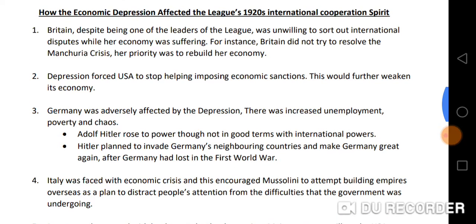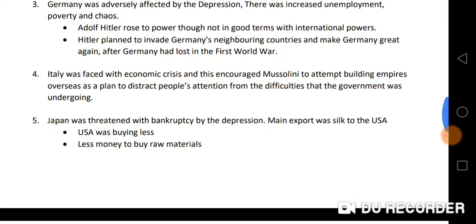Then the fourth, we see that Italy was faced with economic crisis, and this encouraged Mussolini to attempt building empires overseas as a plan to distract people's attention from the difficulties that the government was undergoing.